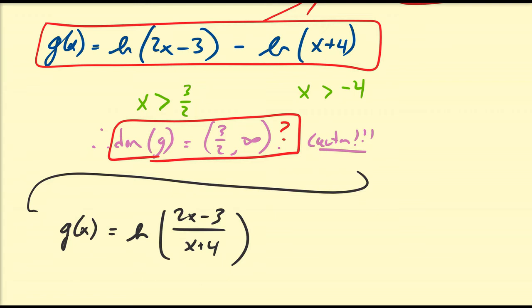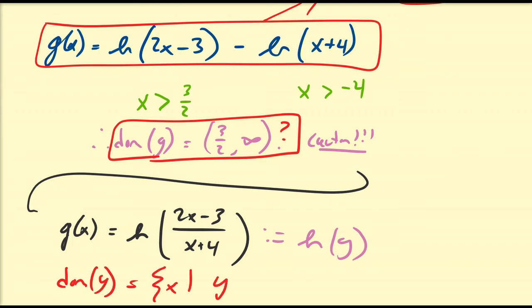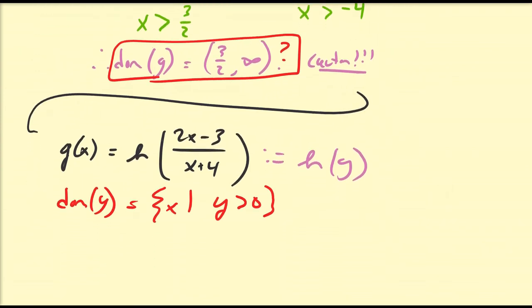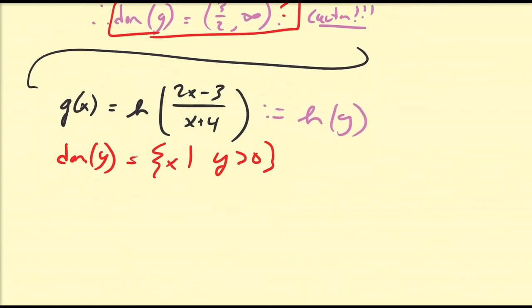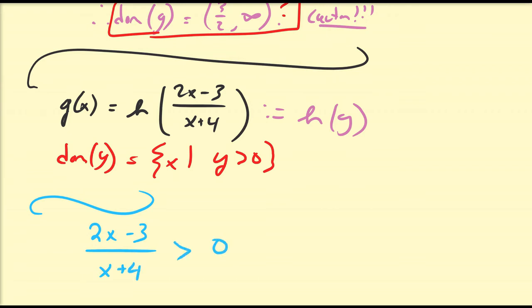I'm going to define this to be equal to the natural log of y. So the domain of this function g is the set of all x values such that y is greater than 0. In general, that is the answer, and that comes directly from the definition of a logarithm. So we want to find all of the x values such that 2x minus 3 over x plus 4 is positive.